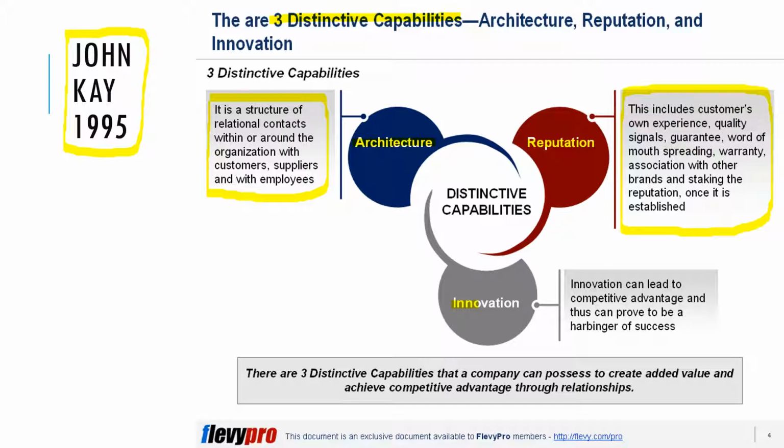The final one is innovation. Innovation can lead to a competitive advantage and thus can bring a lot of success to a business. If a business is able to develop innovative products that the competition aren't able to, this will potentially increase sales and the performance of the business. So there are three distinct categories of distinctive capability that a company can possess to create added value, achieving a competitive advantage.